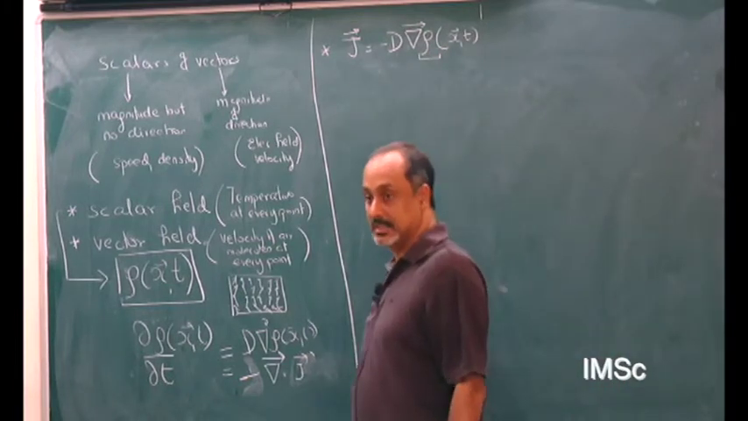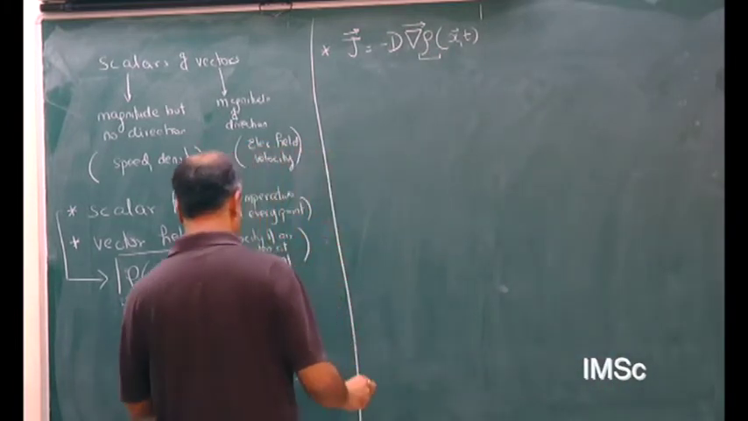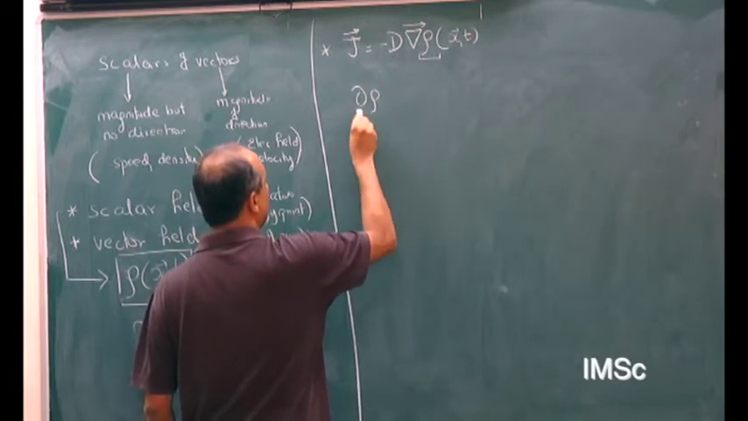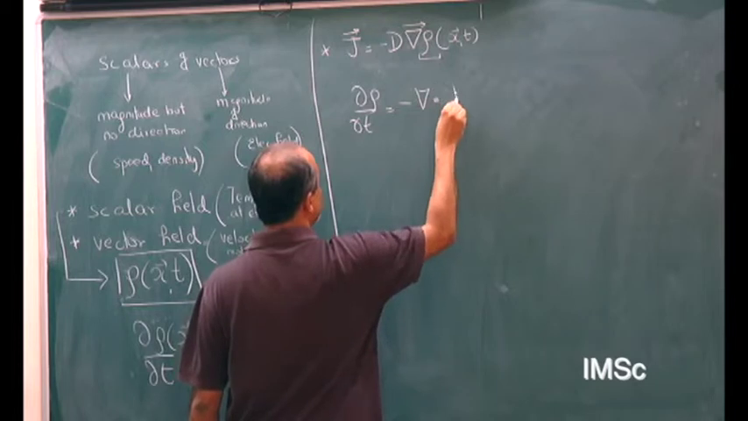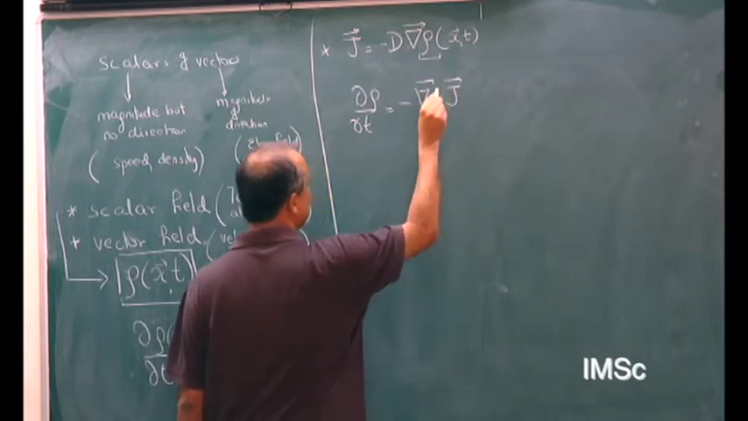Once with this definition, I can write this particular term here as delta rho by delta t is minus del dot j, and we'll come to the meaning of each one of these terms right now.